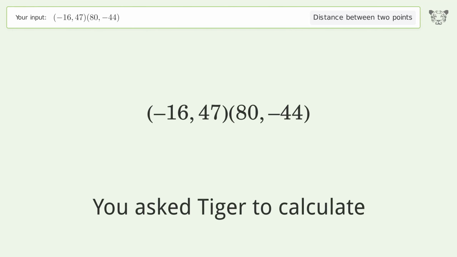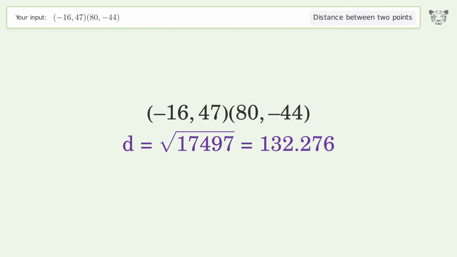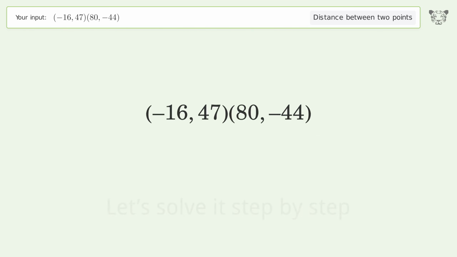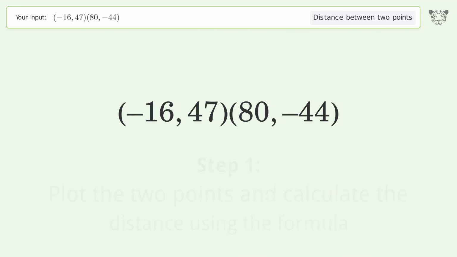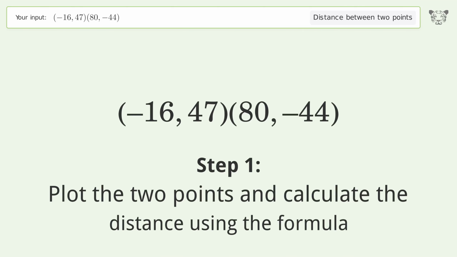You ask Tiger to calculate. This deals with the distance between 2 points. The distance between the 2 points is the square root of 17,497 or 132.276. Let's solve it step by step. Plot the 2 points and calculate the distance using the formula.